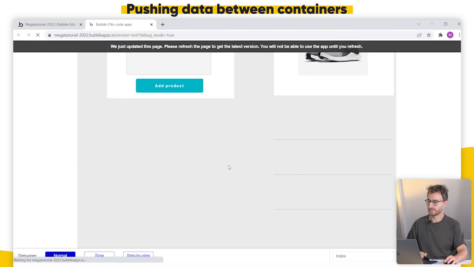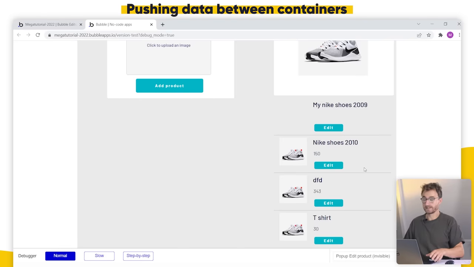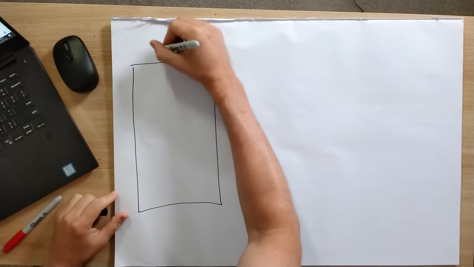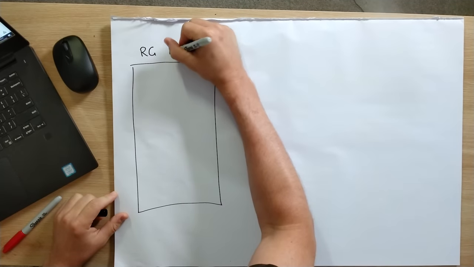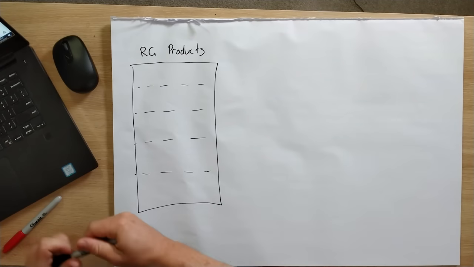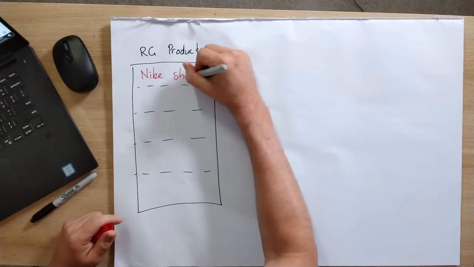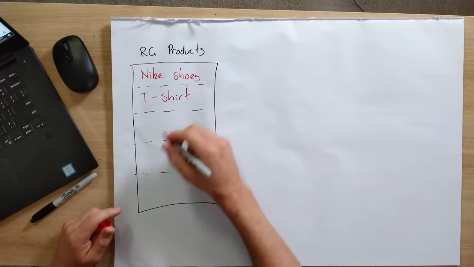So if I reload this and I click edit here, there our pop-up is appearing, okay? The next step is actually to put something into this product. So just jumping over, I want to sketch this out again real quick. We've got our repeating group of products here, which I'm just going to abbreviate to RG, with all of these individual rows. And in each of those, we have some different products. We have Nike shoes, we have a t-shirt, we have other stuff down here.